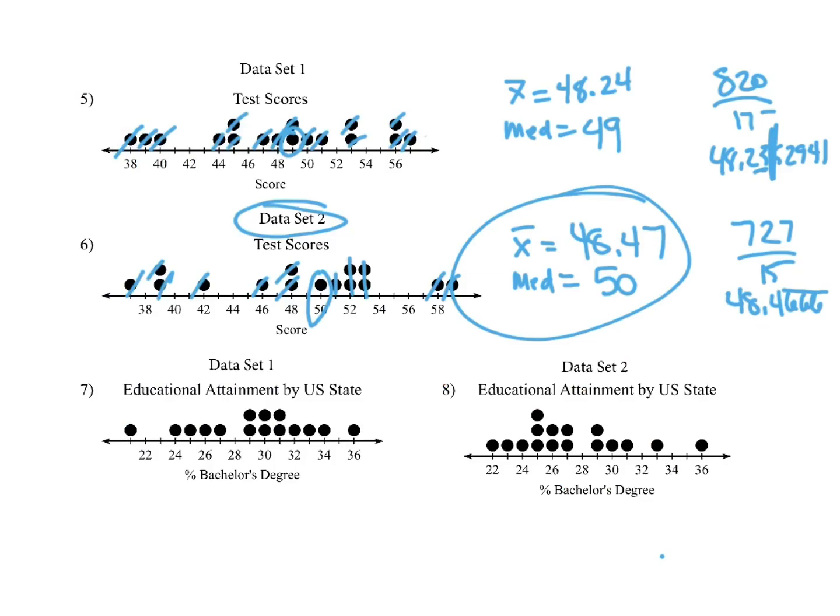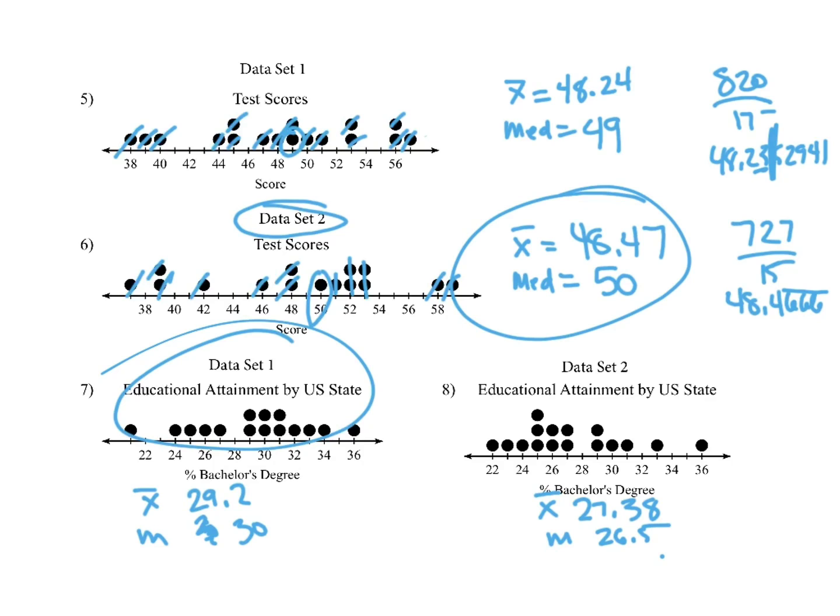Okay, so we talked about that, and again we found that for data set 1 it was 29.2 and the median was 30. For data set 2, I believe it was 30. That's what I wrote down, so I guess we'll see. Yeah, I was correct. And then the mean of 27.38 and the median of 26.5. So data set 1 has both of them higher in this case.